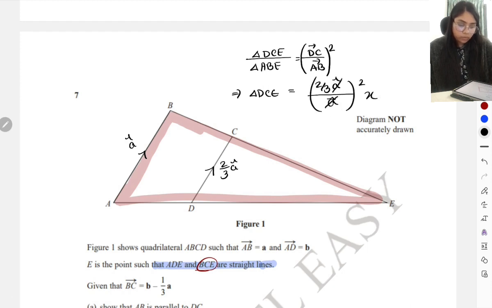Obviously, the a would cancel out each other. Finally, you're left with triangle DCE is going to be 4 by 9, right? 2 square is 4, 3 square is 9. So 4 over 9x. This is the final value for triangle DCE.